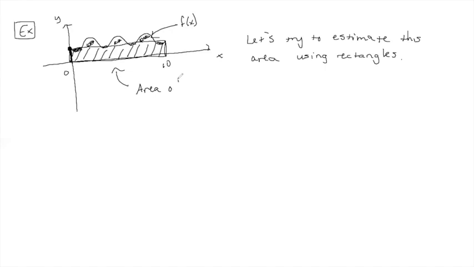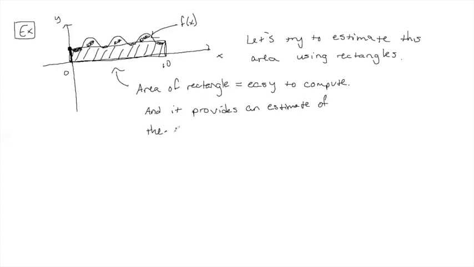So the point is the area of the rectangle is easy to compute. And it provides an estimate of the area, right? This is why we're using rectangles, because it's just length times width. That's something we can easily find out. The height of it is just f of 0, and the width is 10. Okay, we can multiply those two together and we can get an estimate of the area. Great.